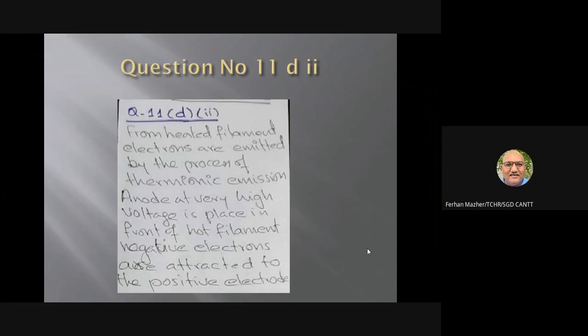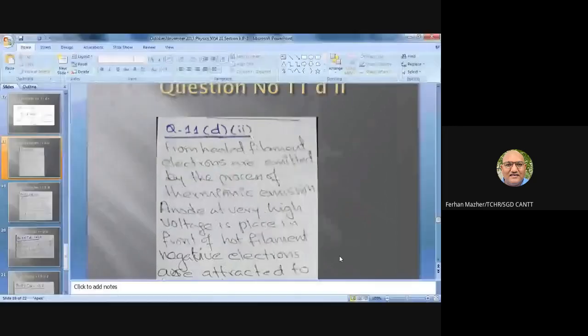Negative electrons are attracted to the positive electrode or positive anode. So this is how the beam is produced. I have also described it, and this is how I have written it.